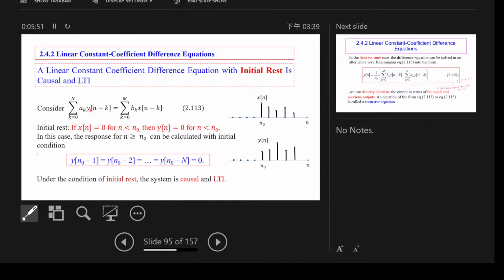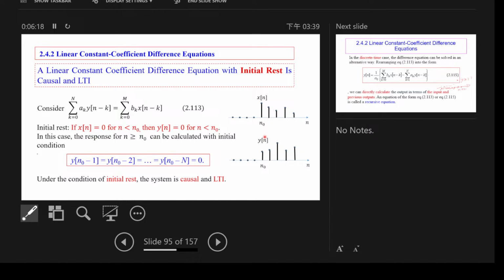So if you are delaying your y of n by some big N, then you need big N different auxiliary conditions. And here we also pick initial rest, and initial rest means that if x of n equals 0 until some point n0, then your y of n is also 0 until this n0. And this means that there are a lot of 0s before this n0 for y of n.